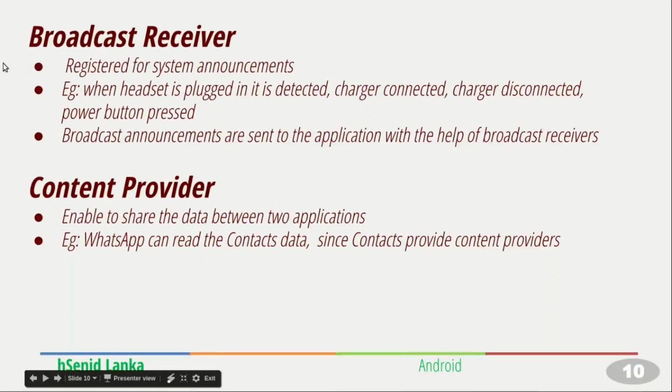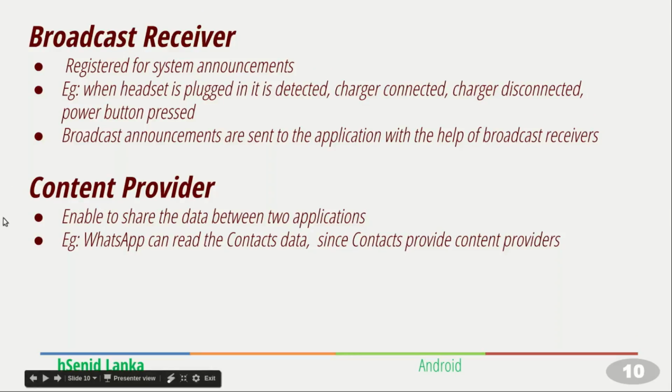Broadcast receiver, the third one. These are registered for system announcements. For example, when we plug in our headset, it is detected. When the charger is connected, it is detected. When the power button is pressed, it is detected. So all these things, plugging in the headset, plugging in the charger, pressing the power button, are broadcast announcements. Broadcast announcements are sent to the application with the help of the broadcast receiver.